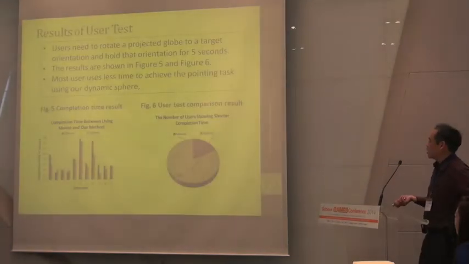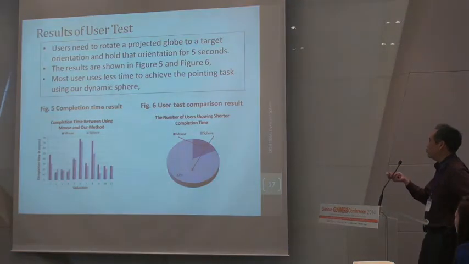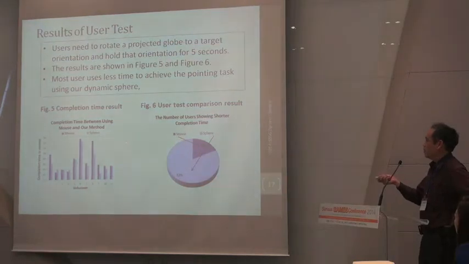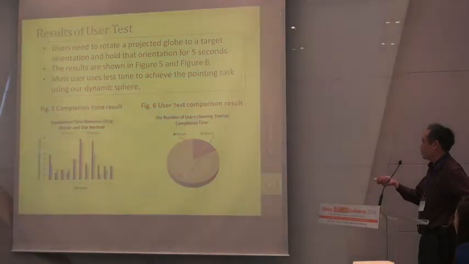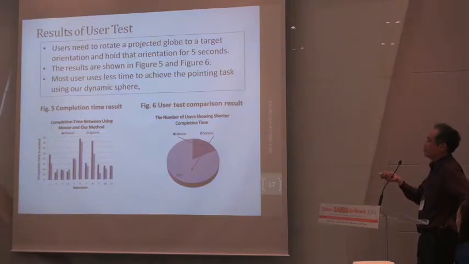Now, to show that this is effective, we did an experiment using a few users, 6 users. Each one was given a task of pointing to a particular position using a mouse or our dynamic sphere. And we found that most of the time using the sphere results in faster manipulation. So this is an alternative. I cannot say that you can use it to replace the mouse.